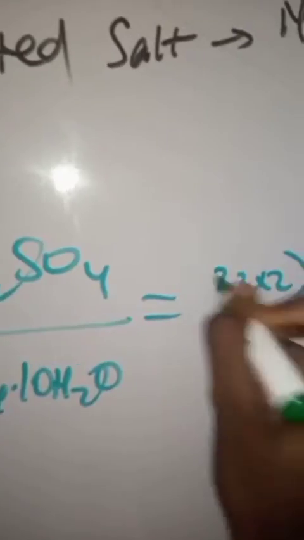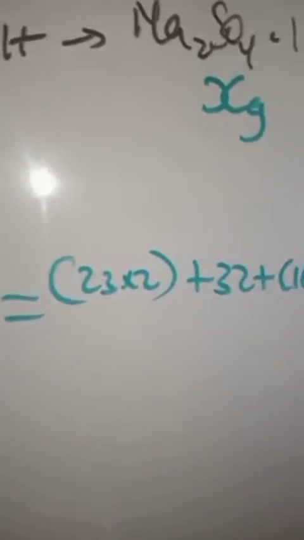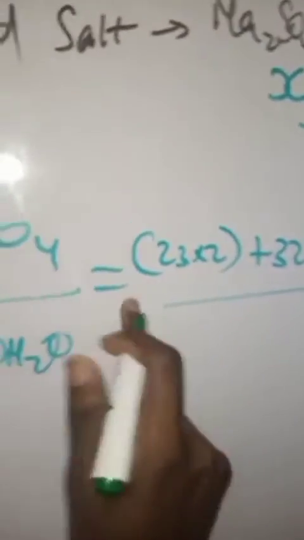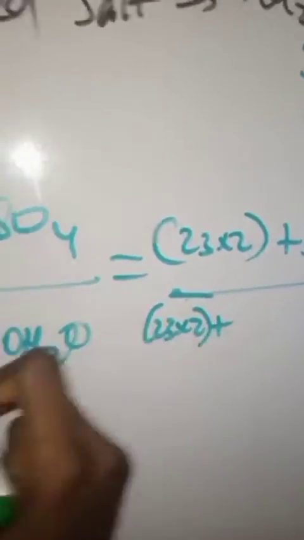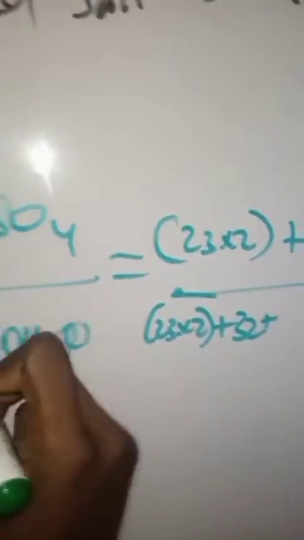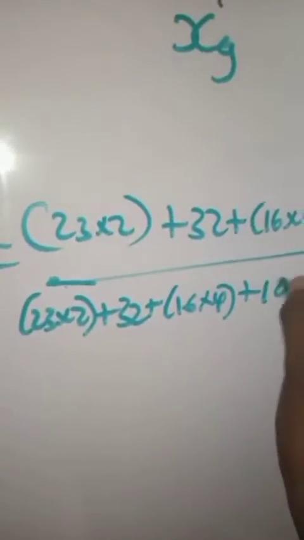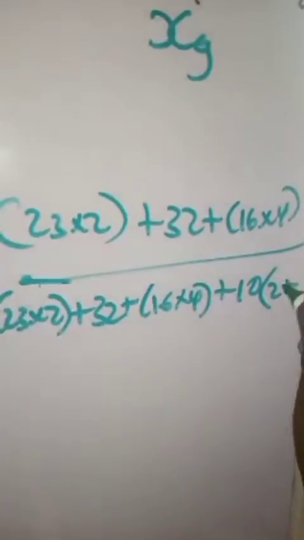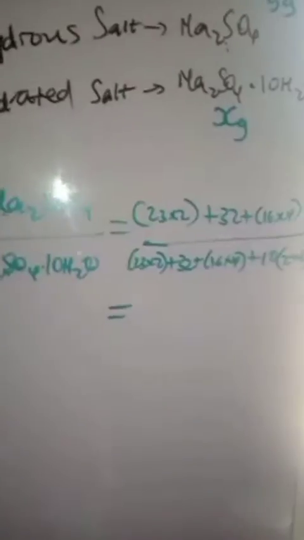23 times 2 plus sulfur is what? 32 plus 16 times 4, all over what of this? 23 times 2 plus sulfur is what? 32, oxygen is what? 16 times 4 plus 10 into bracket, hydrogen is what? 1 times 2 plus oxygen is 16. So that's just what you have to do. Find the molar mass. This is the first step. Equate it, then find the molar mass.